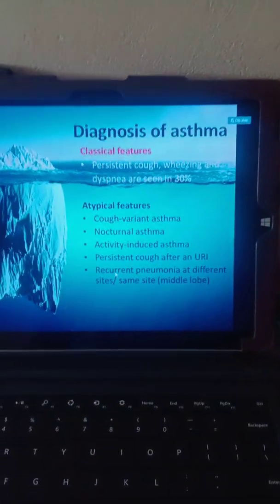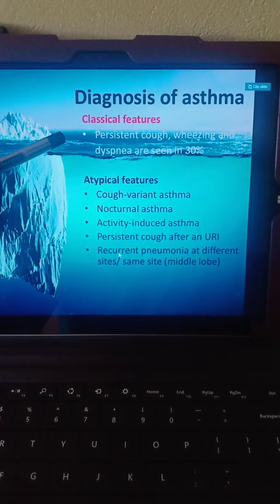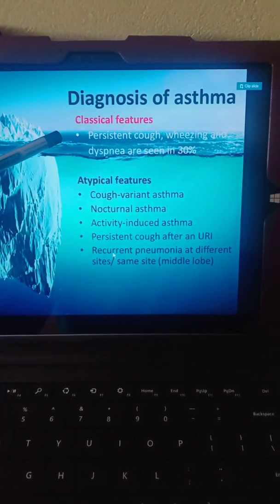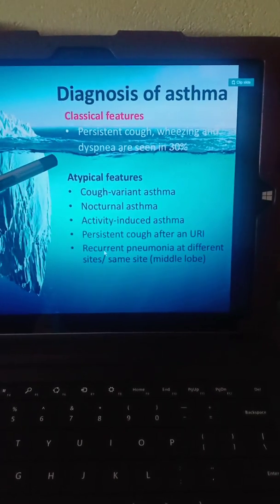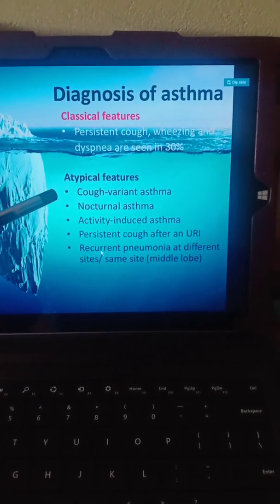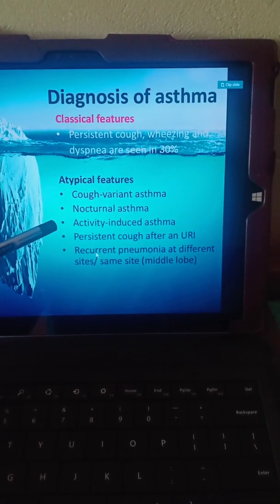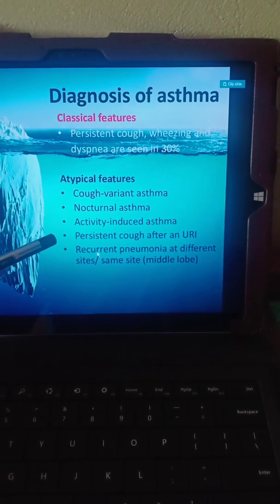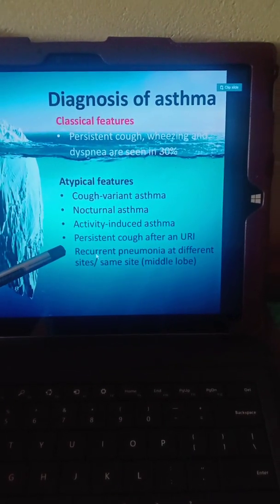Now how do you make a diagnosis of asthma? First you have to take a good clinical history and examination. You have to ask for the classical features which are persistent cough, wheezing and dyspnea. Atypical varieties of asthma are cough variant asthma, nocturnal asthma, activity-induced asthma, persistent cough after an attack of URTI, and recurrent pneumonia at different sites or the same site.